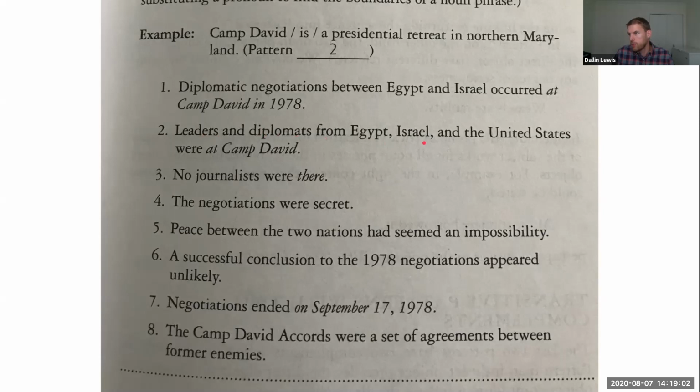Leaders and diplomats from Egypt, Israel, and the United States were at Camp David. Now, if I'm having a hard time figuring out the subject, one thing I could do is just try to find the verb, because we know that every predicate has to have a tensed verb. Were, I know, is the past tense of to be. So I could start here and go backwards, and everything that comes before this is probably the subject. And it is: leaders and diplomats from Egypt, Israel, and the United States.